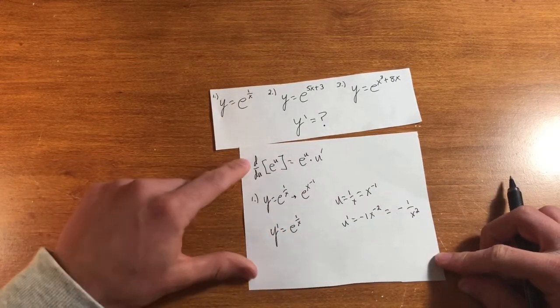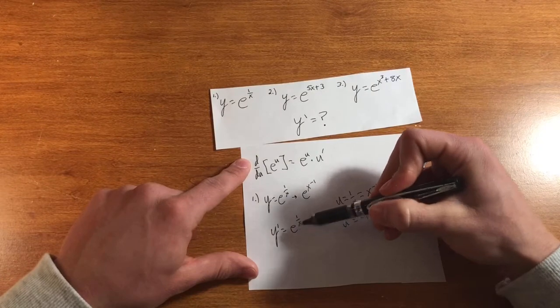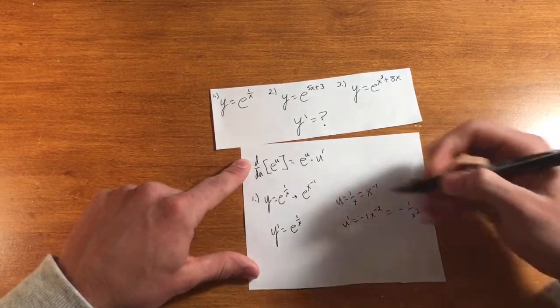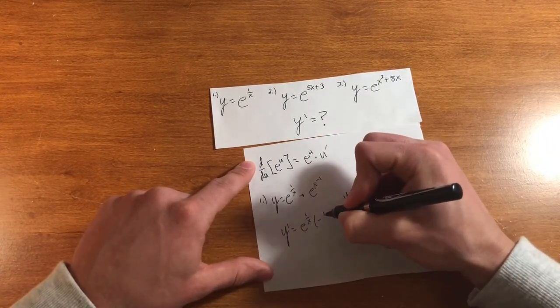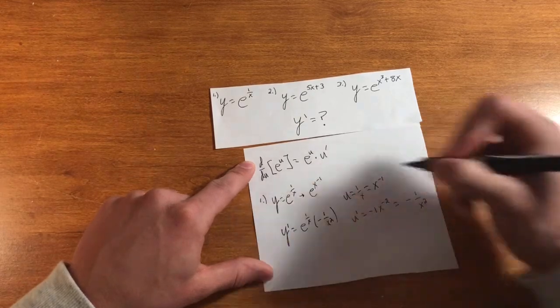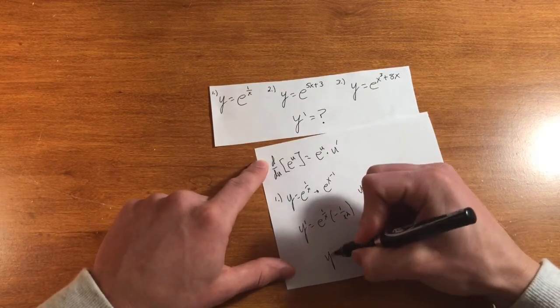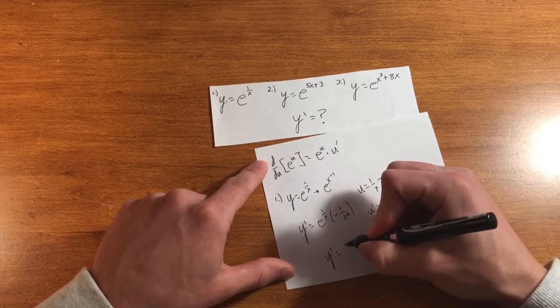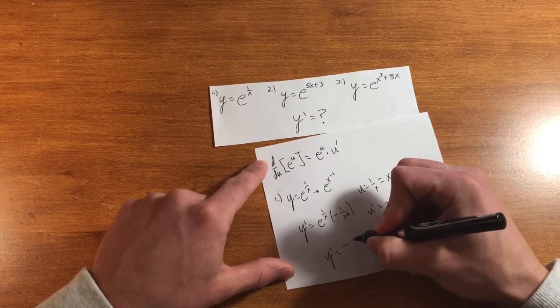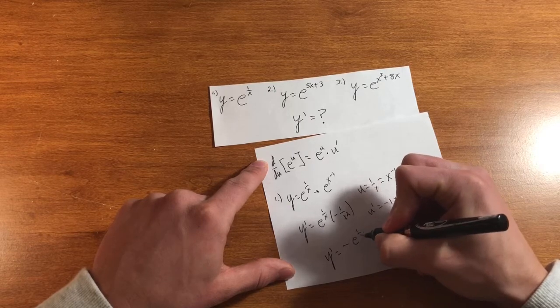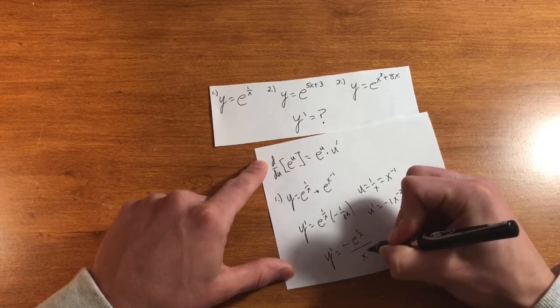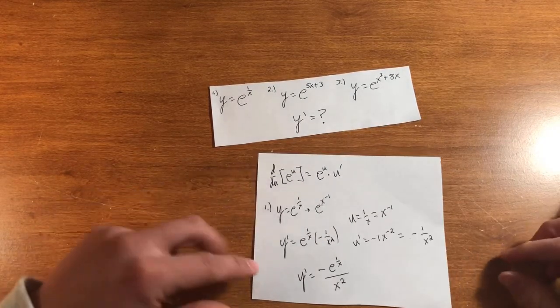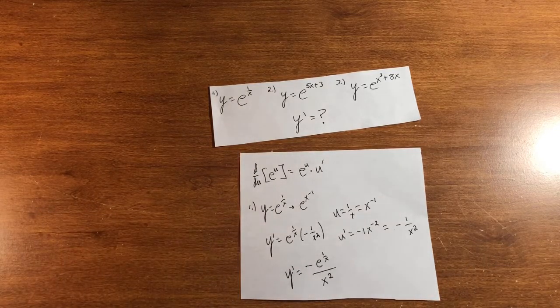Great. So now I have e to the u. Now I want to multiply it by u prime, which again is negative 1 over x squared. So y prime, I want to bring this negative to the front, is negative e to the 1 over x, all over x squared. And that's your answer for number one. Let's take a look at number two.